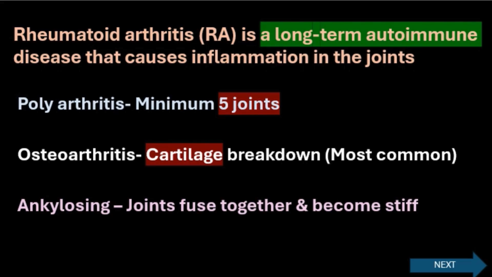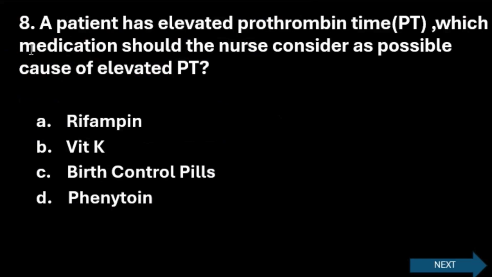Next question. A patient has elevated prothrombin time. Which medication should the nurse consider as a possible cause of elevated PT? Option A, rifampin. Option B, vitamin K. Option C, birth control pills. And option D, phenytoin. The right answer here is option C, birth control pills.